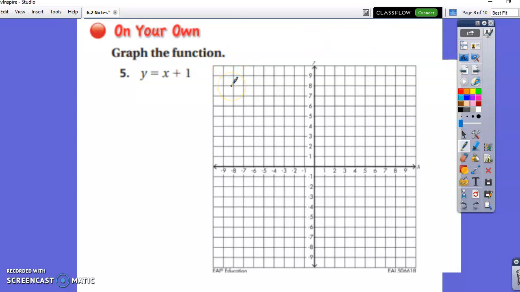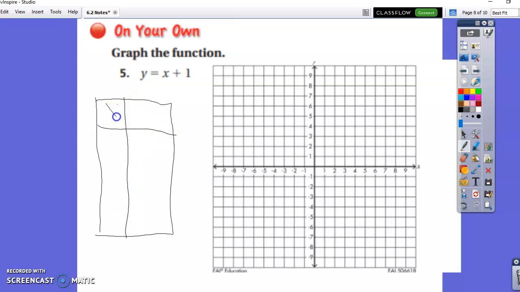All right, number 5. Sorry about that. Number 5, it says graph y equals x plus 1. Okay, so we're going to make our input-output table. I'm not going to do it as large as they did it. So I'm just going to go over here, and we'll just do x and y. And let's just use the numbers that they use. They use negative 1, 0, 1, and 2. And we'll just do that.